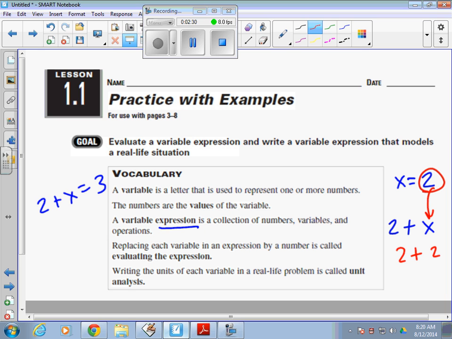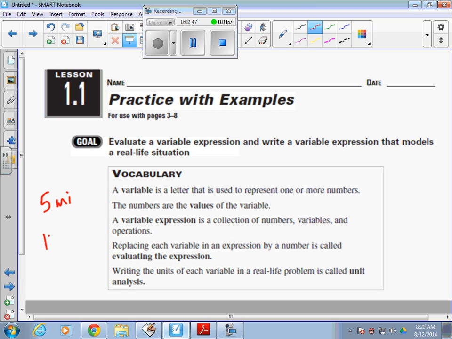And then writing the units of each variable in a real life problem is called unit analysis. What that means, if we say we're 5 miles away from something, instead of just writing 5, you're putting 5 miles. If you say somebody weighs 130 pounds, you're not saying 130, you're saying 130 pounds.